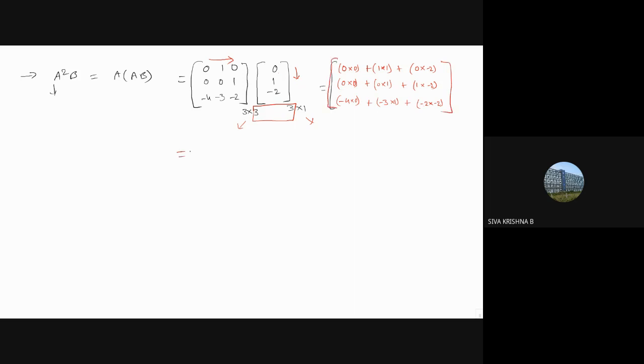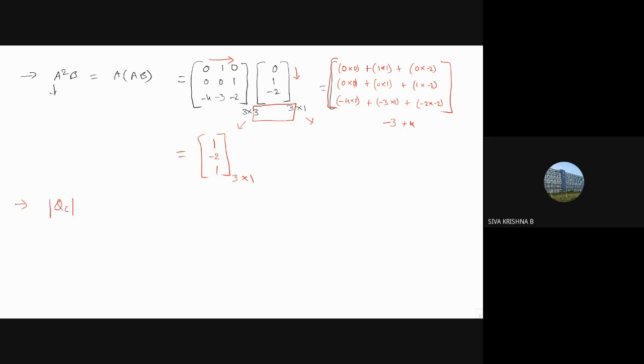Look at the values: what is the first row? 1. Next, the second row is -2. The third row is -3 and +4, which gives 1. So the order is 3 rows by 1 column. That's it. So now we will check QC.